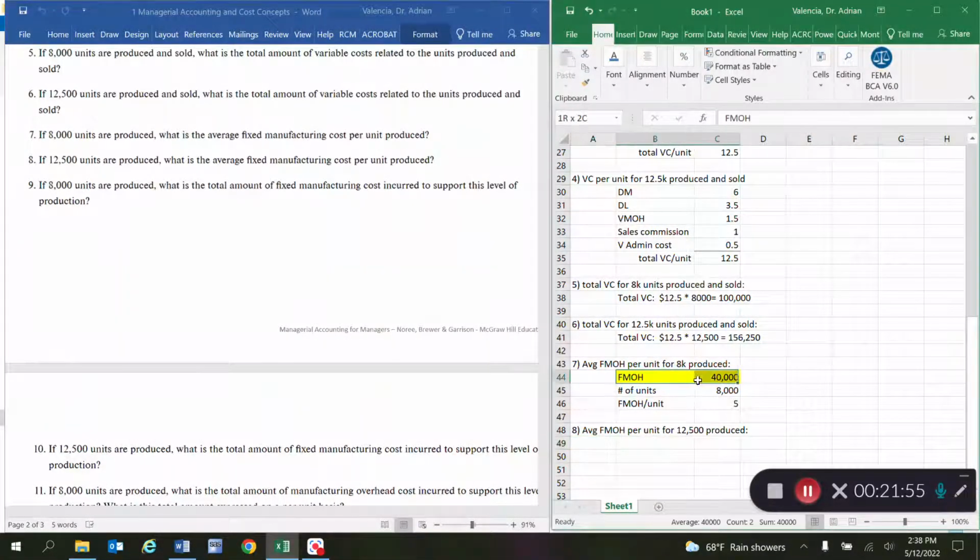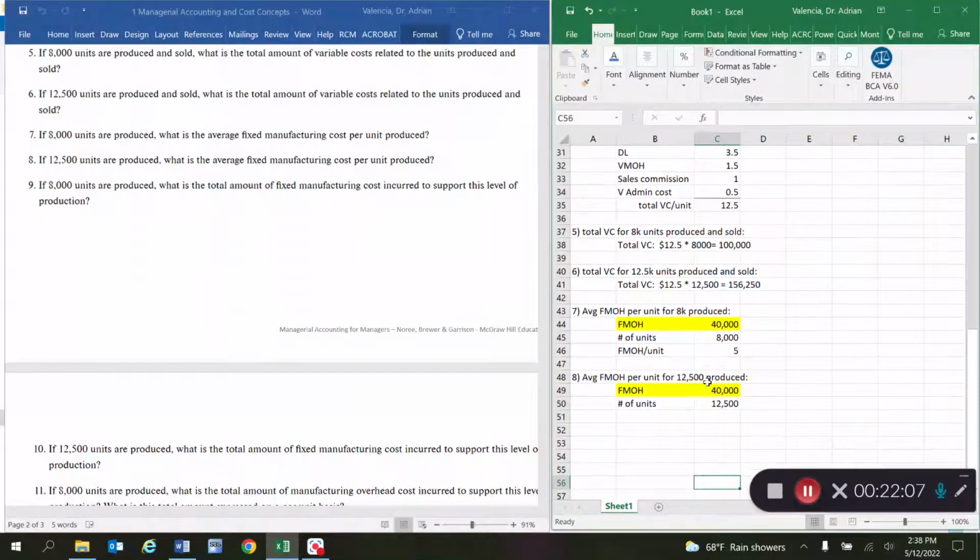So this will be the same $40,000 of fixed manufacturing overhead. But now the number of units is higher. We're spreading that $40,000 over more units. So what's my cost per unit? That's going to be $3.20. That'll be equal to this divided by this. Okay, so we are seeing the effects of economies of scale, bringing that fixed manufacturing overhead cost per unit down as we produce more.